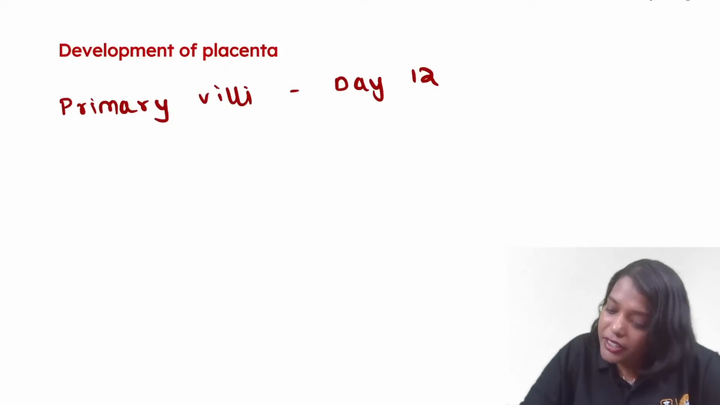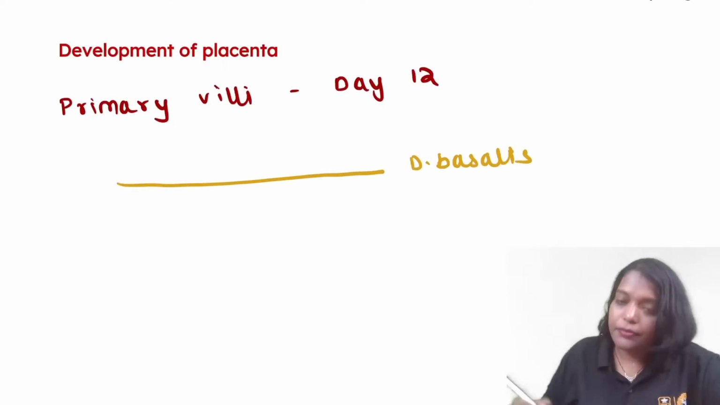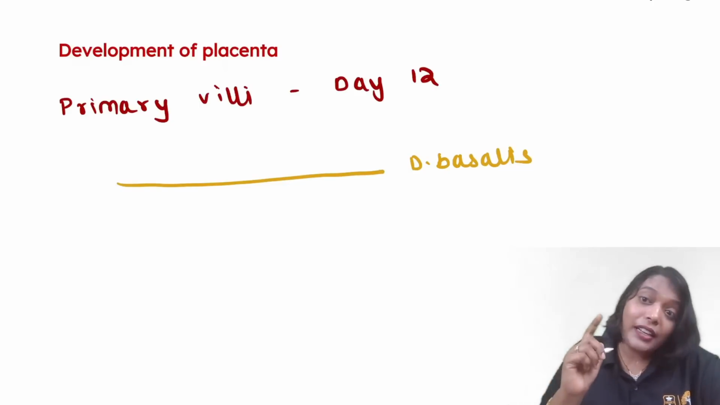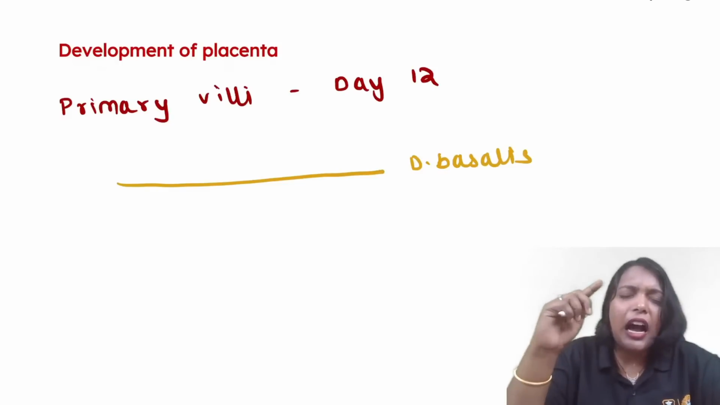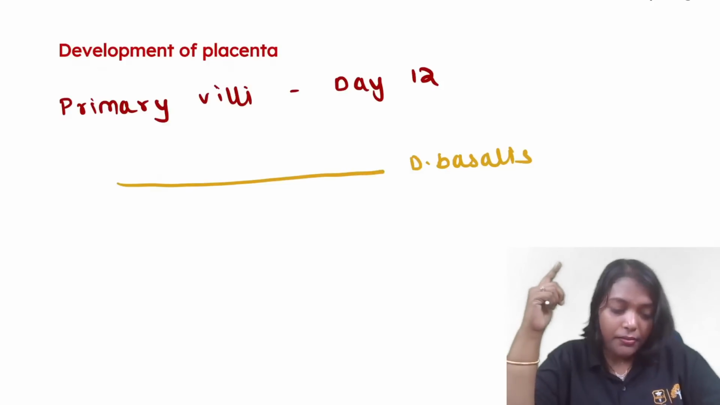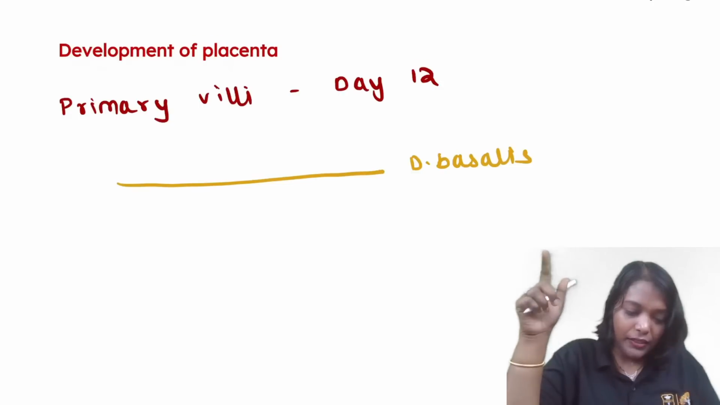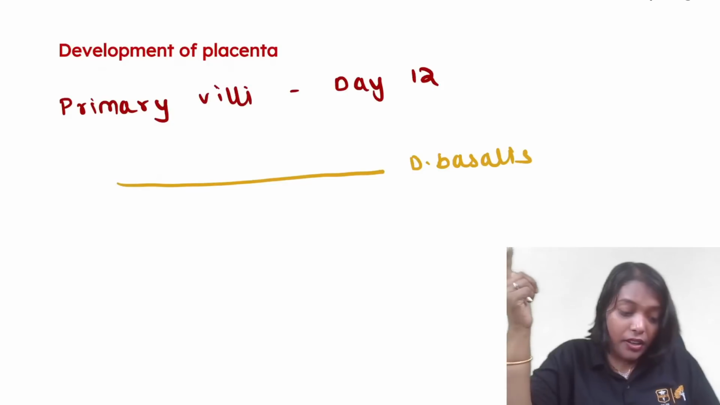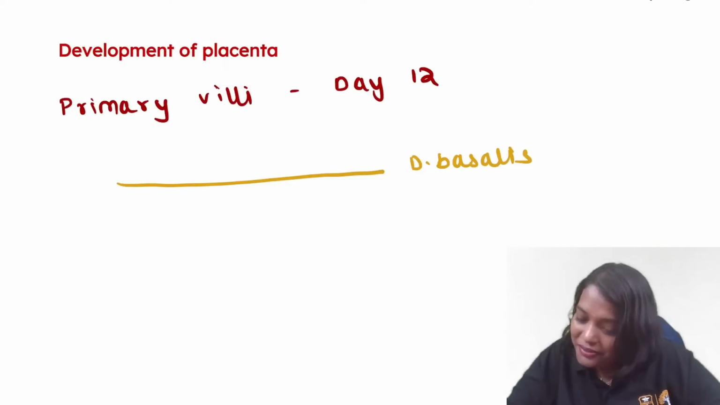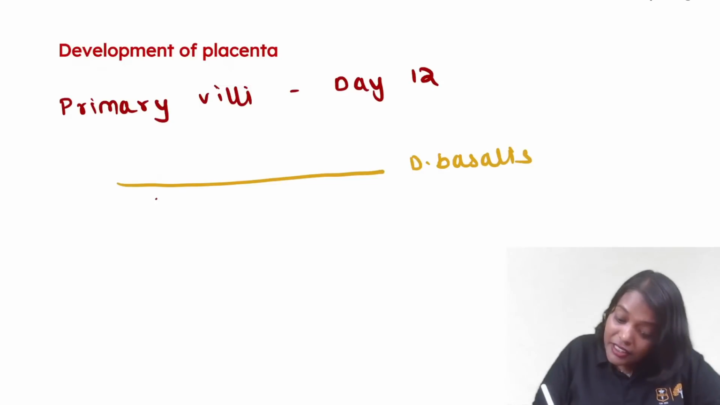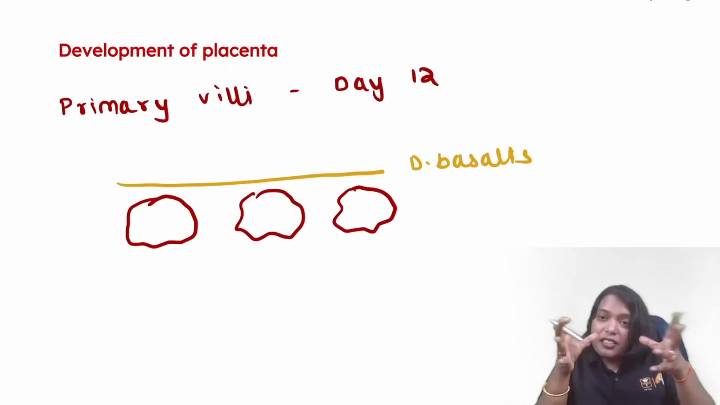So we all know that from the maternal side we have the deciduum basalis. What is the layer which was present below the deciduum basalis? Was it syncytiotrophoblast or cytotrophoblast? If you remember, I told you it is outer syncytio and inner cytotrophoblast, right? So we have outer syncytio. In that syncytiotrophoblast, you will have lacunae being developed, meaning spaces will develop. Okay?